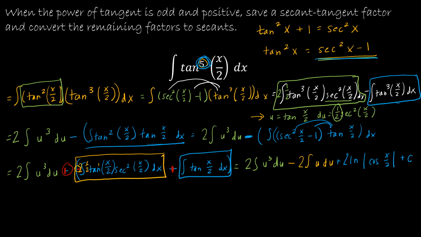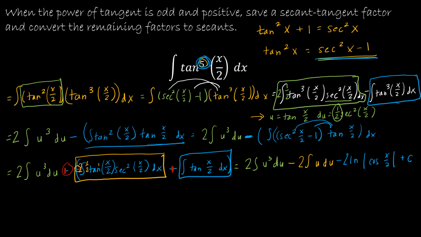I think I messed up a sign. Hold on. Oh, sorry. This is actually negative. And the negative, again, comes from the identity of taking the integral of the tangent of x over 2. So the integral of tangent of x is negative natural log cosine of x. So that's where the negative comes in.